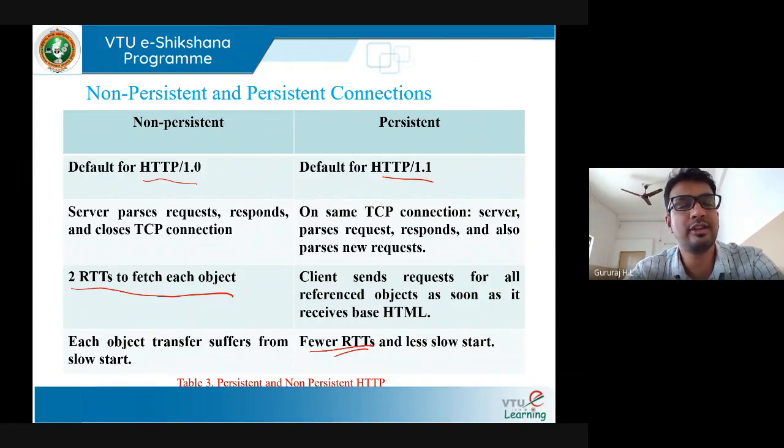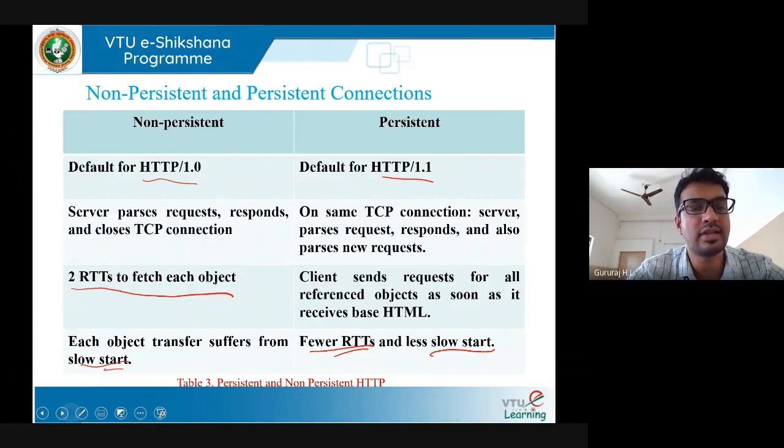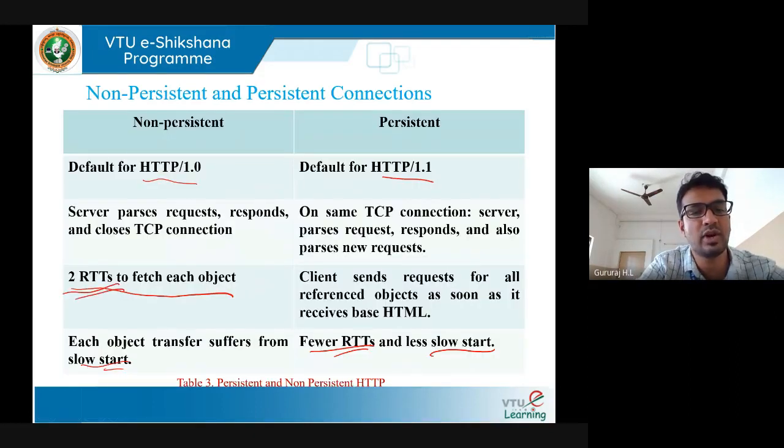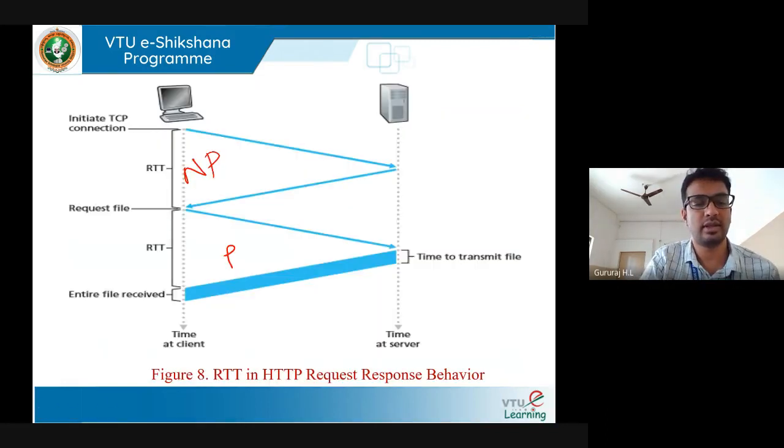So it causes less slow start in the case of persistent, and we have more slow start time in the case of non-persistent connection. These are the major differences between non-persistent communication and persistent communication. You can imagine it with the help of this diagram. Non-persistent will be like this and persistent will be like this. For persistent we require fewer RTTs, but for non-persistent we require more RTTs. For each and every request and response we require two RTTs, and for many objects we can download or see the data with the help of fewer RTTs. That is what we have in this example.